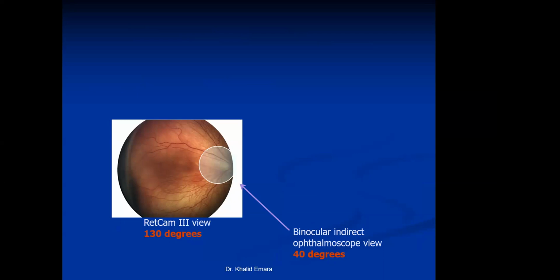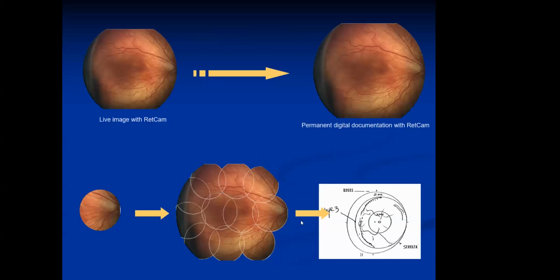Number two, there is digital documentation, and even if more than one examiner is following the patient, he can go and review the previous images to have an impression if the disease is progressing or not. This is the advantage of digital camera wide field screening compared to the old or traditional screening using the indirect ophthalmoscope.